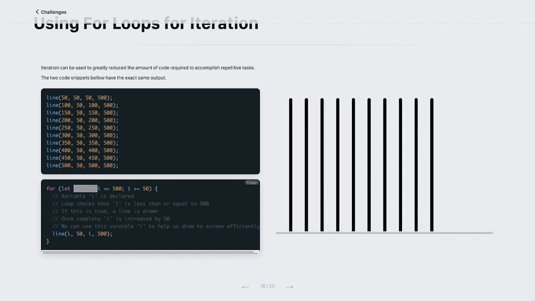So we're going to start with i is 50, which is the same place we started with up here. And then our test is i less than or equal to 500? If i is still less than or equal to 500, then we're going to keep going. But after every loop, we are going to add 50.